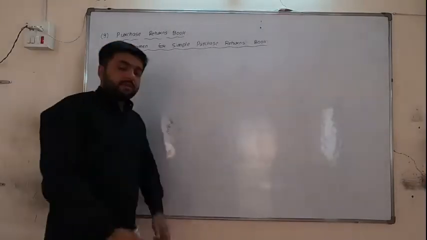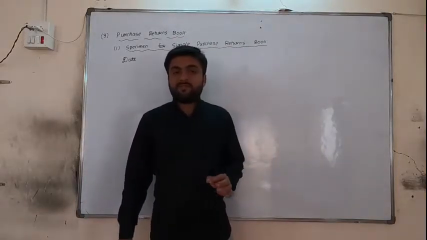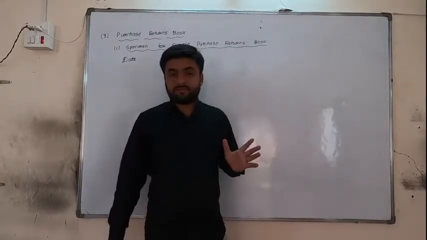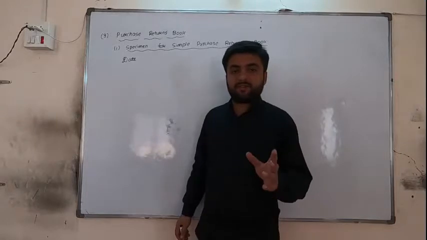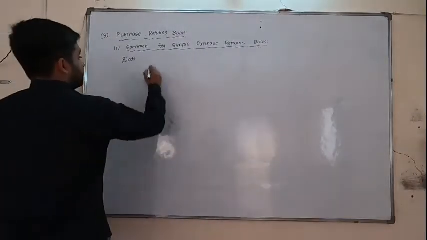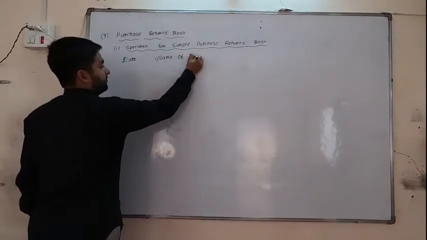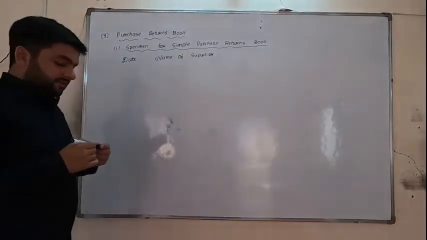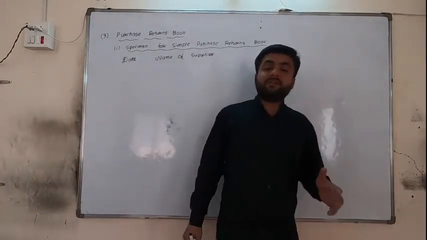Now again friends, we have learned purchase book and sales book. For purchases we are having name of supplier, for sales we are having name of customer. Now this is purchase returns which is related to purchase only, so again name of supplier only will come. Name of supplier.